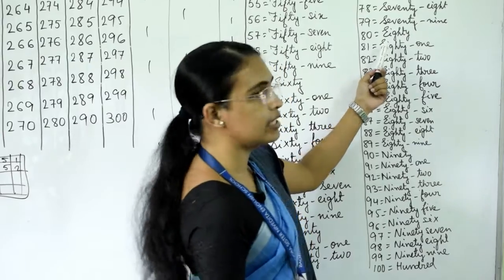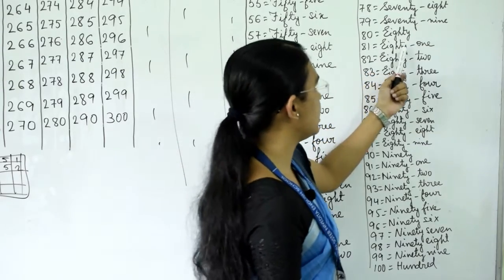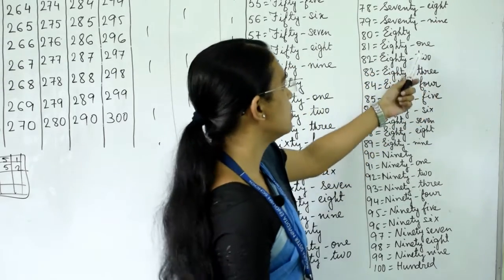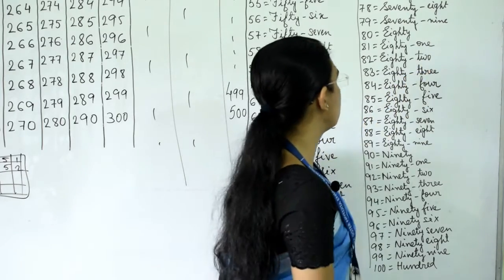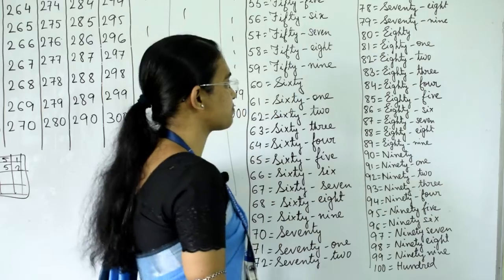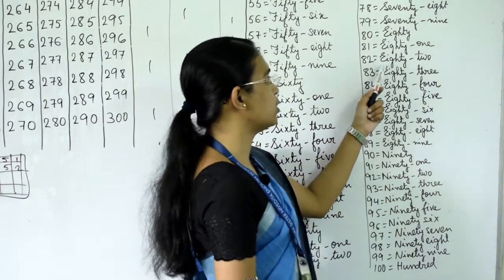What is the spelling of 80? EIGHTY 80, and with that what we have to add? 1. The spelling of 1. What is the spelling of 1? ONE 1. 81. Now next 82.